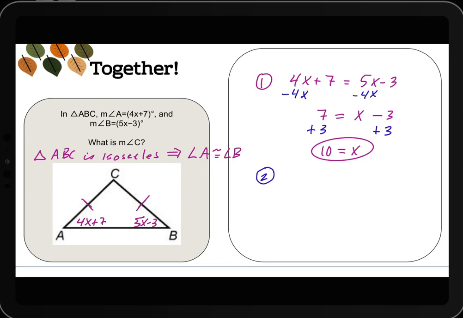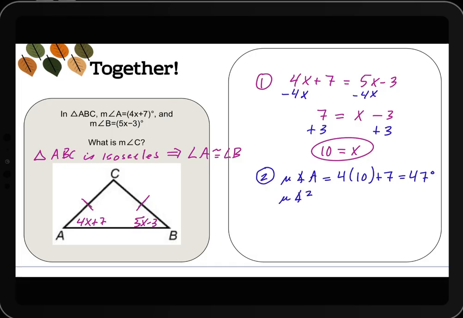The second step is going to be to find the measure of C. Before we do that, we can find the measure of A by plugging in our value for x. So we're plugging 10 into that, and we're evaluating. And of course, that's going to get us 47 degrees. When we simplify, 4 times 10 is 40 plus 7 is 47.